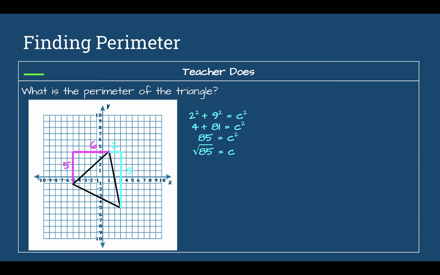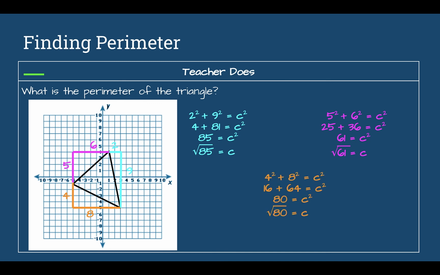If I take another side length and do it again, this time my right triangle with the grid lines is 5 and 6. Calculating it out, I get square root of 61. And our final triangle, calculating it out, square root of 80.